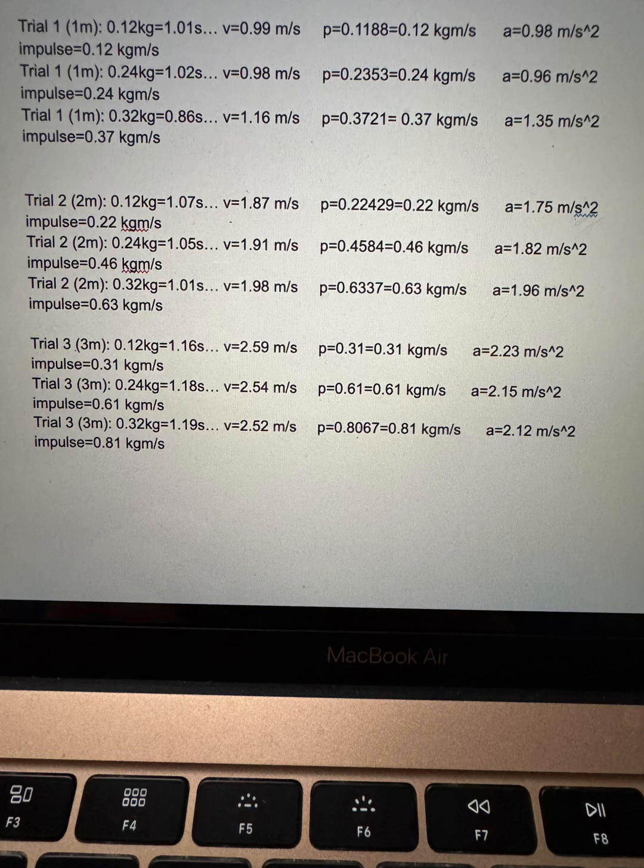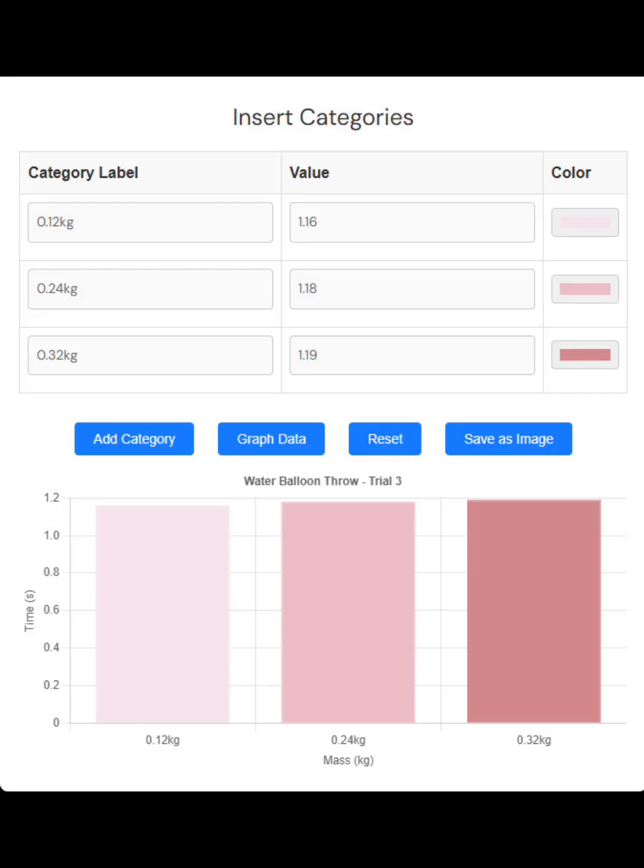To find the force for impulse, we need both mass and acceleration. We already have mass, but we need to calculate the acceleration. We use the kinematic equation: acceleration is equal to final velocity minus initial velocity over time, where we know initial velocity is equal to 0 and time is what we timed on our stopwatch. This way, we can find the acceleration needed to calculate impulse. Then, record your data on a Google Sheet or other application.